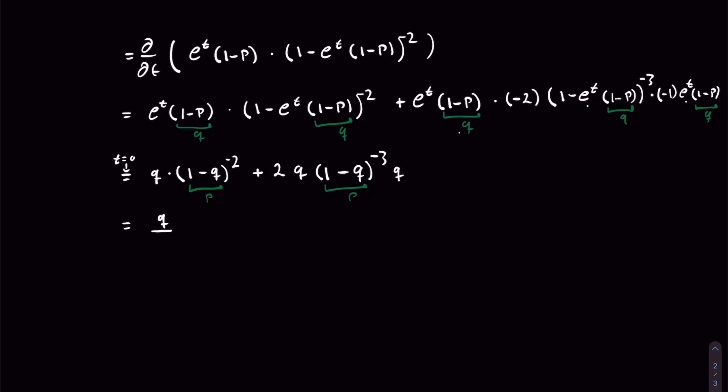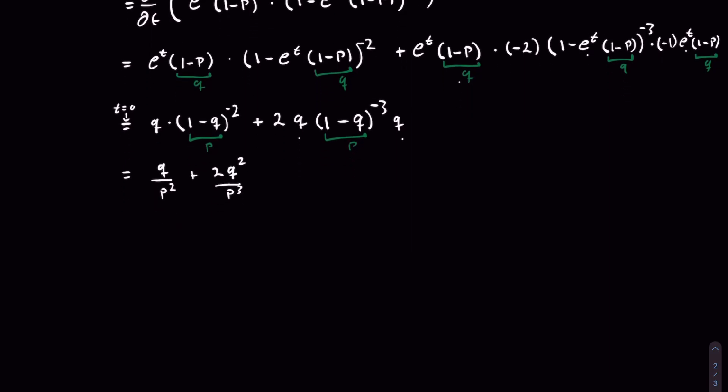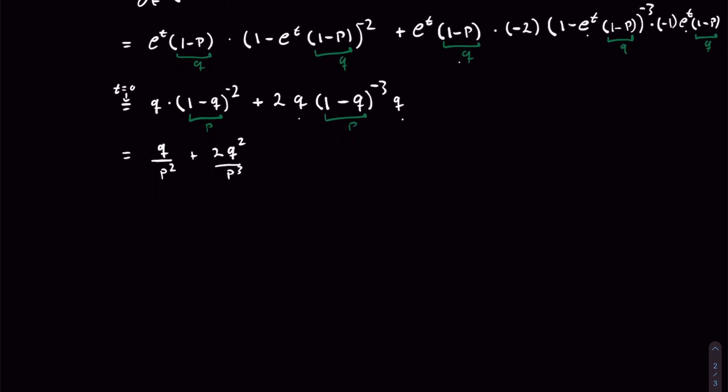I'm getting q p squared plus 2q squared, those two multiplied, p to the power of 3. So we're almost there now. I see this is getting simpler and simpler. I missed a p here. So we're going to just remove 1 here. All right, 2.